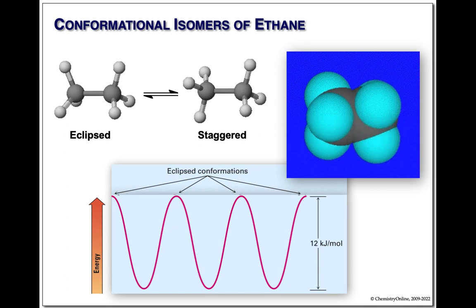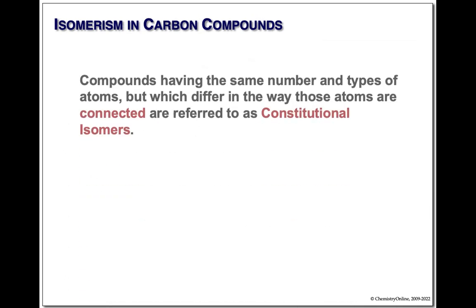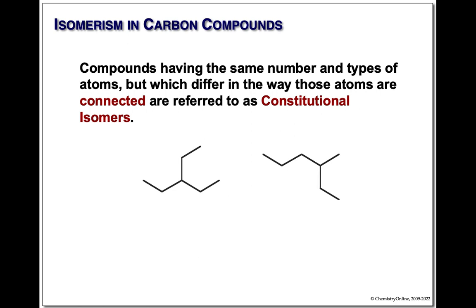Any questions? All right, well, we talked about conformational isomers. Another type of isomerism is constitutional isomers. Look at these 2 compounds and come up with the longest chain and a name if you wanted to.